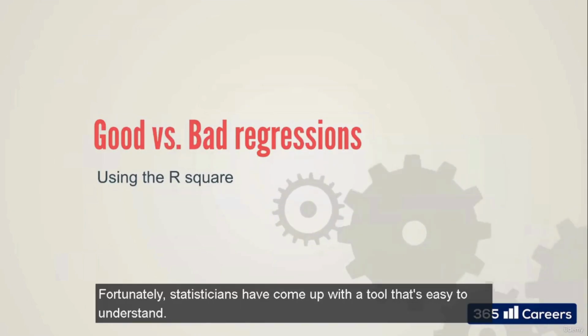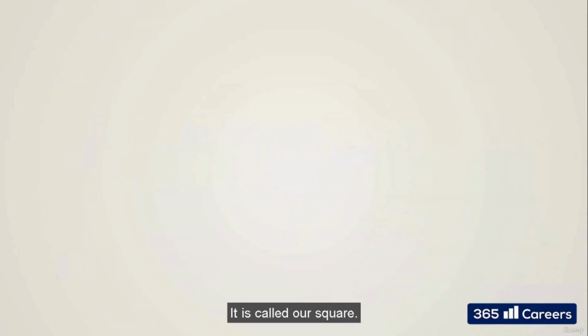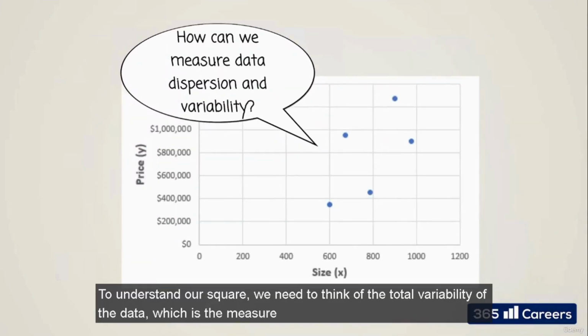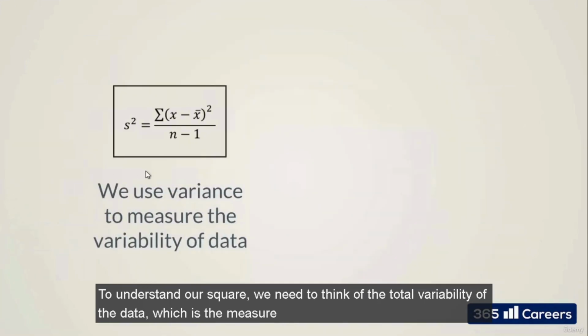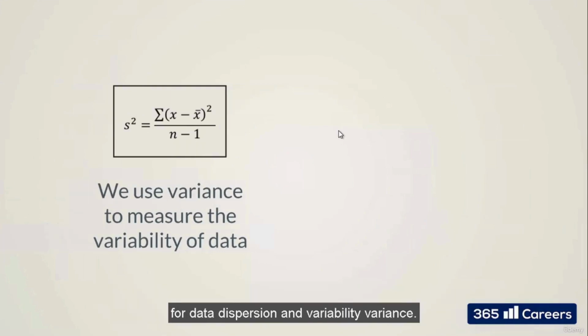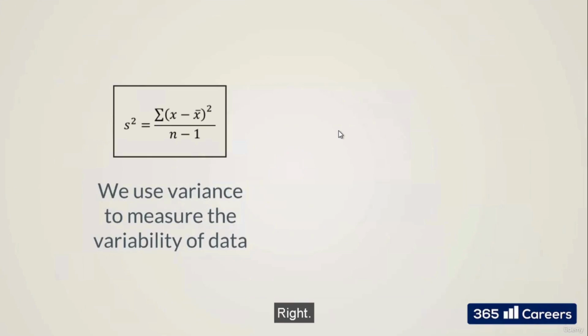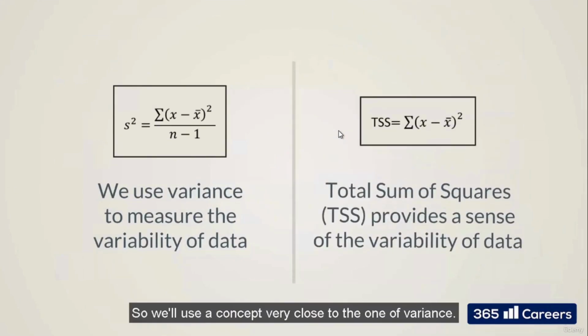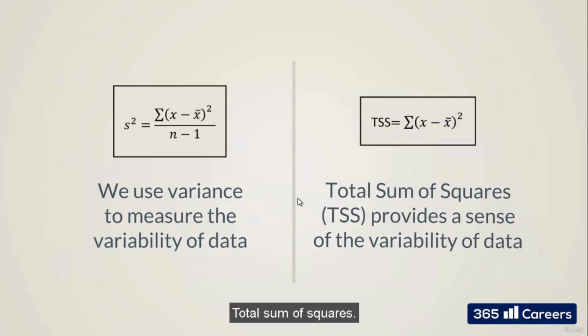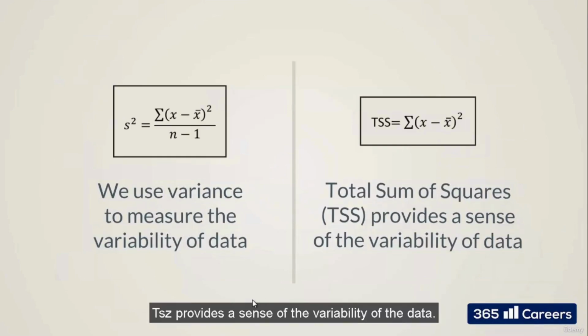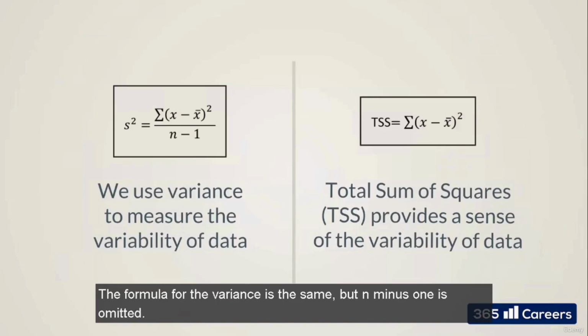Fortunately, statisticians have come up with a tool that's easy to understand. It is called R-square. To understand R-square, we need to think of the total variability of the data, which is the measure for data dispersion and variability. Variance, right? Okay, so we'll use a concept very close to the one of variance, total sum of squares. TSS provides a sense of the variability of the data. The formula for the variance is the same, but n minus 1 is omitted.